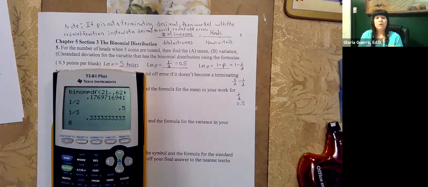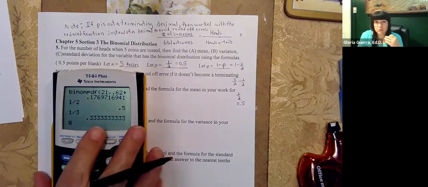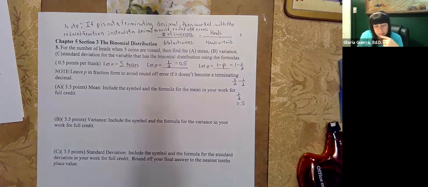If you ever get a fraction that doesn't terminate and you cannot make it into a decimal, you've got to work with the fraction, like 1 minus 1/3. So you'd have to do 3 over 3 minus 1/3, because you want to avoid round-off error. So that's what that's talking about.